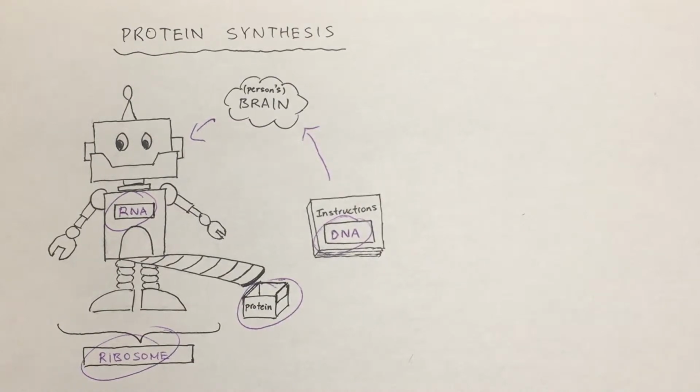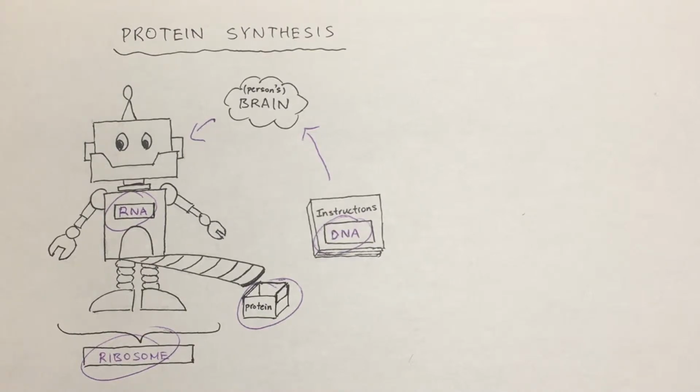Today, we'll be taking a look at how a protein is made inside a cell. Now, this process of making a protein is called protein synthesis, and I like to imagine this process as if it was like a machine or a robot that was programmed to manufacture something.